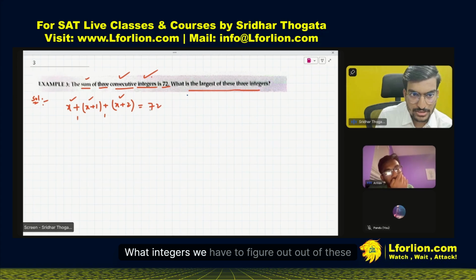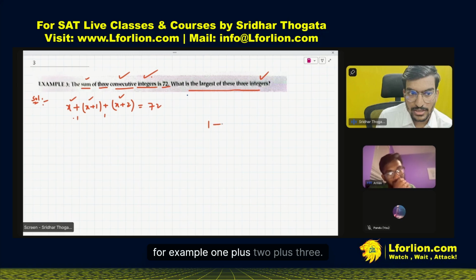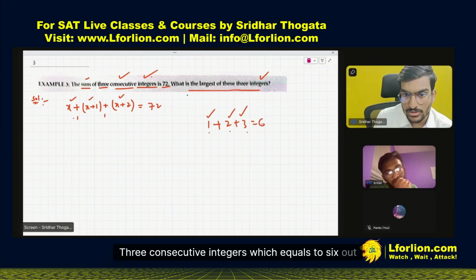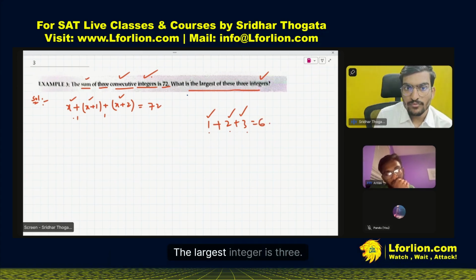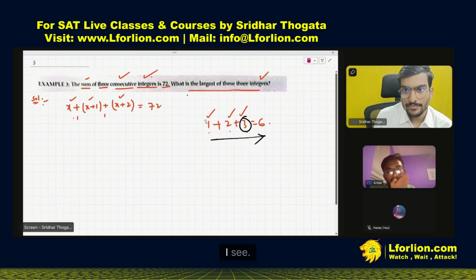We have to figure out, of these 3 consecutive integers, the largest integer. For example, 1 plus 2 plus 3. These are 3 consecutive integers, which sum to 6. Out of them the largest integer is 3. Hope you understood. I just gave you an example. Got it?